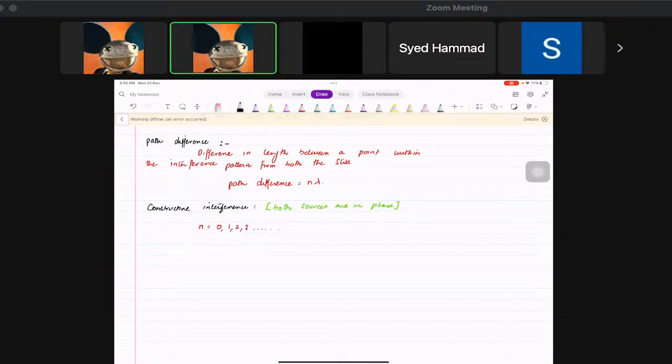If at that point there is destructive interference, it means that they are going to cancel out each other or some part of it. That is only possible when both sources are in anti-phase. Anti-phase means that they're completely against each other, so they're cancelling out. So n will be taken as 0.5, 1.5, 2.5, and so on. So you've got to remember that.